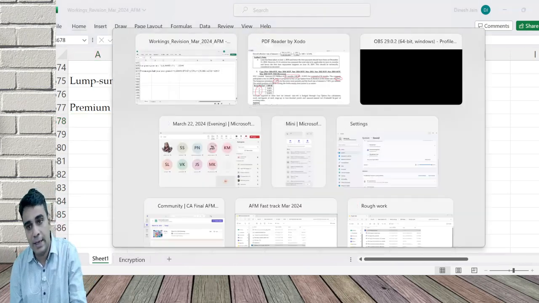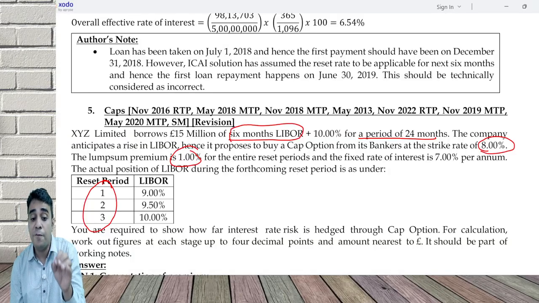Now, question's requirement, let's understand. Question is saying how far interest rate risk is hedged through cap option. What is interest rate risk?